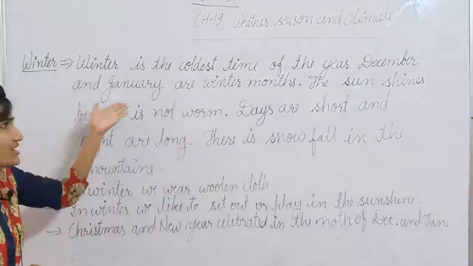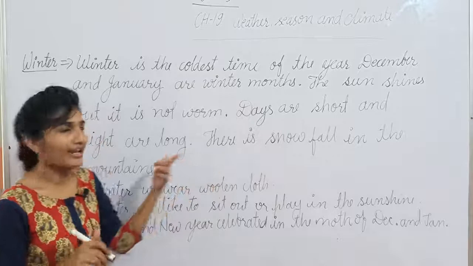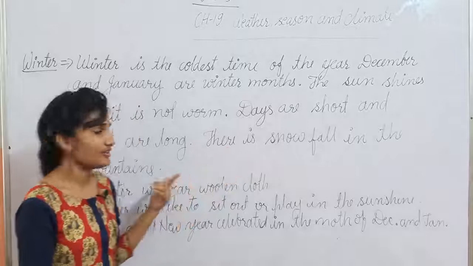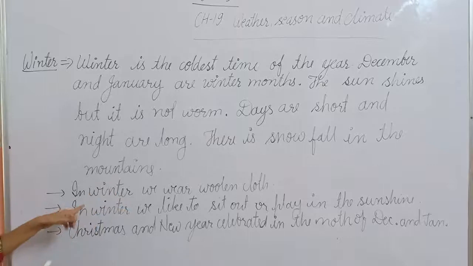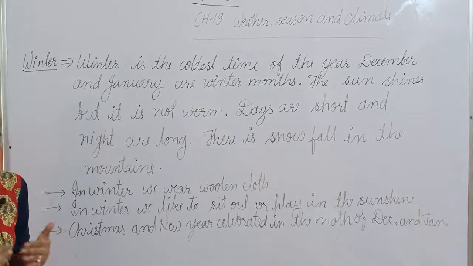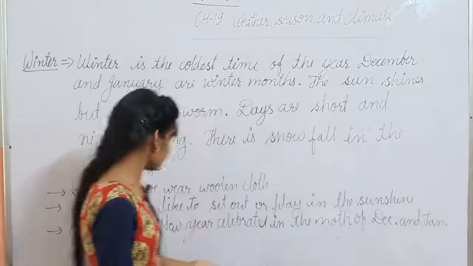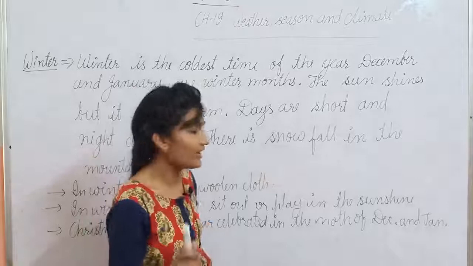December and January are winter months. The sun shines, but it is not warm. It is not hot. Days are short and nights are long. There is snowfall in the mountains. Mountains area mein snowfall hota hai. In winter, we wear woolen cloth because they keep us warm inside. And in winter, we like to sit out or play in the sunshine. Christmas and New Year are celebrated in December and January. Please copy it fast.